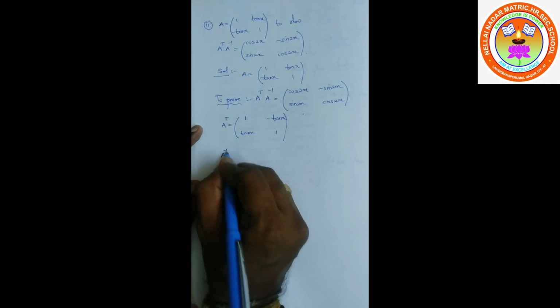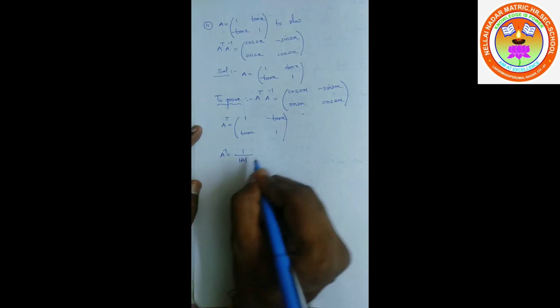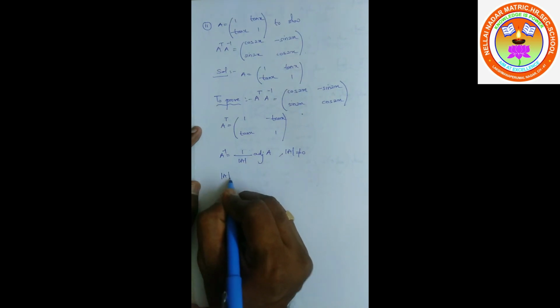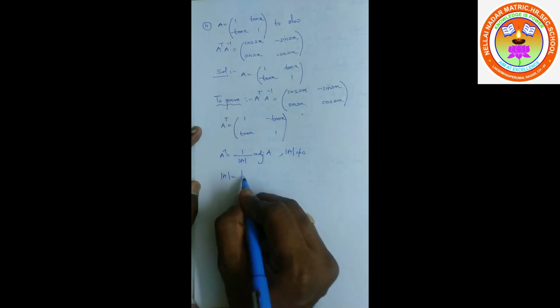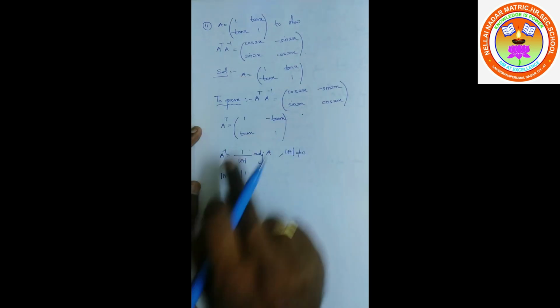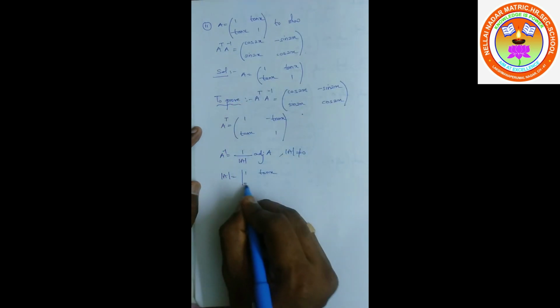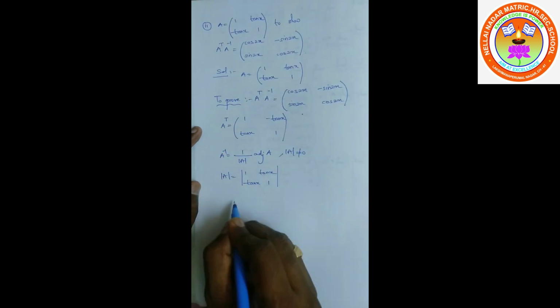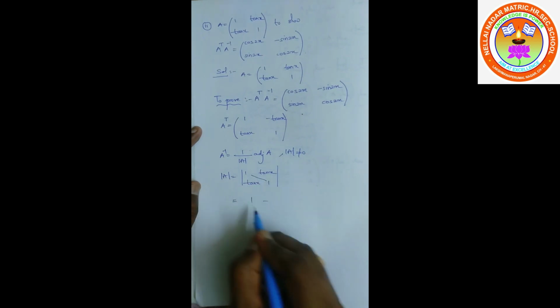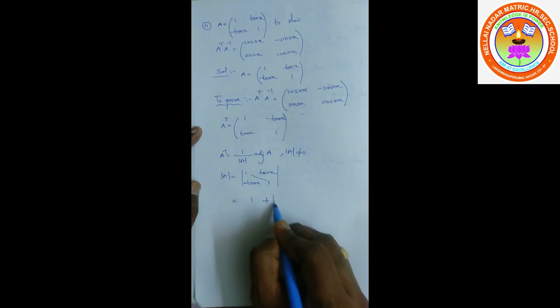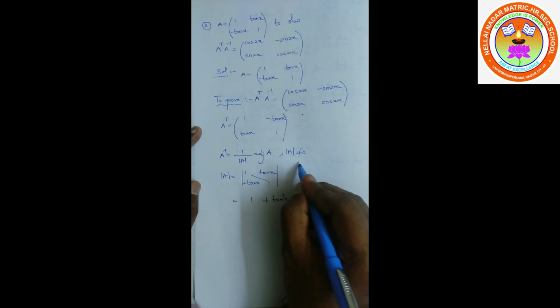Next I need to find A inverse. You know A inverse is nothing but 1 by determinant of A into adjoint of A. You know the condition, determinant of A should not equal to 0. First we will find the determinant of A, not for A transpose. For A, we need to see the determinant: 1, tan x; minus tan x, 1. Always put minus. 1 into 1, 1. Minus tan x into plus tan x, which is minus tan square x. Already minus present, so plus tan square x.